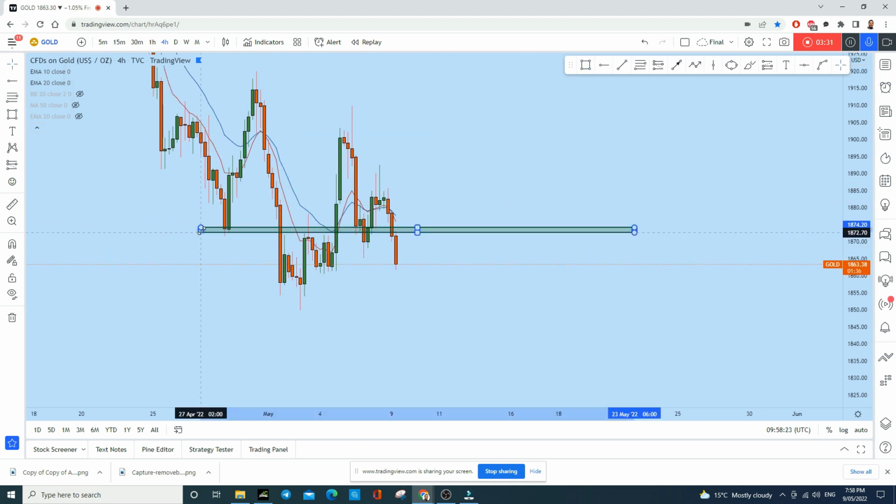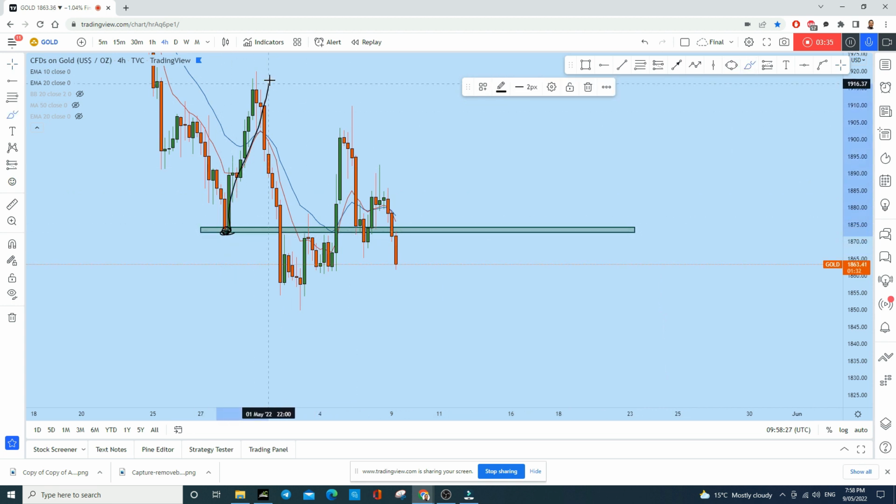As you can see, in the past, the same level acted here as a strong level of support, went above. This is also a fake out, came down, created a consolidation, went above. Now this level can act as an important level of resistance, and this support should be tested as a resistance.